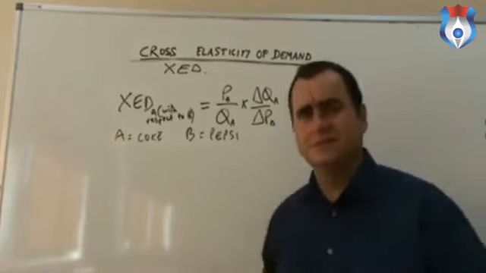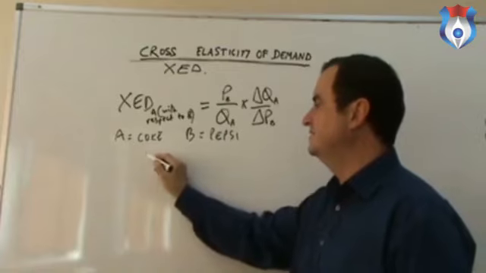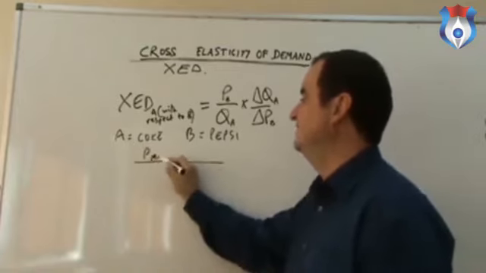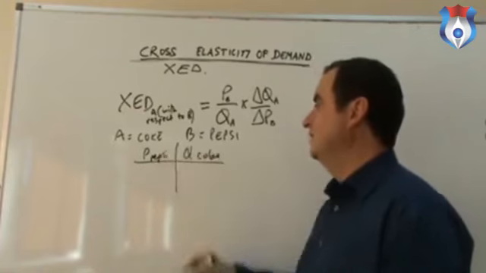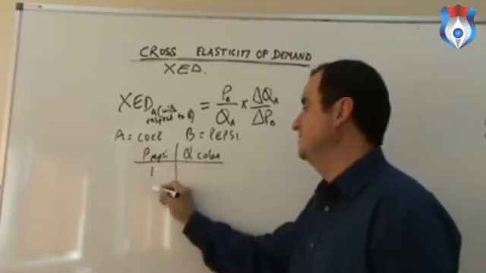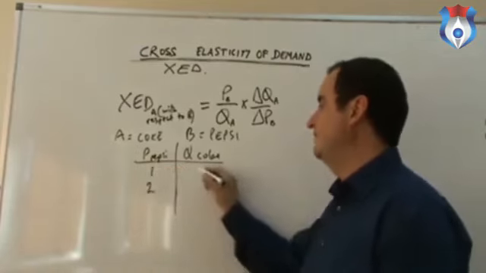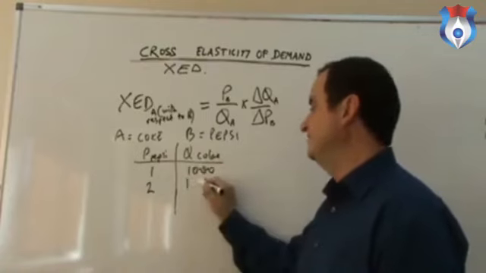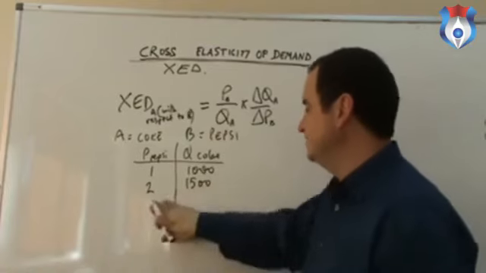And let's imagine that this was done and we found some research. Let's keep it simple. We found that when the price of Pepsi went from 1 to 2, the quantity of Coke bought went from 1,000 to 1,500. Okay, let's work with that.